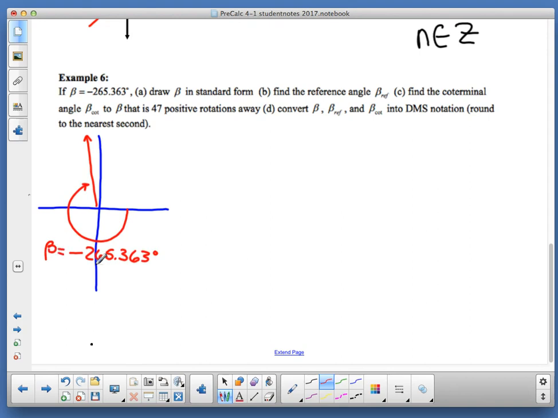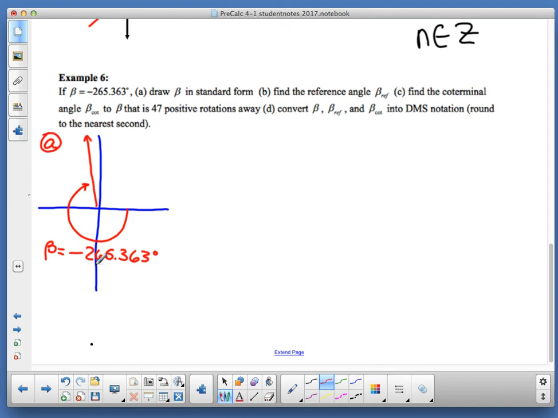Are you okay with that? Are you okay that it went around clockwise from my standard position, which is my x-axis going to the right, or the axis that's between quadrant 1 and quadrant 4? Now, the next thing, that was A.